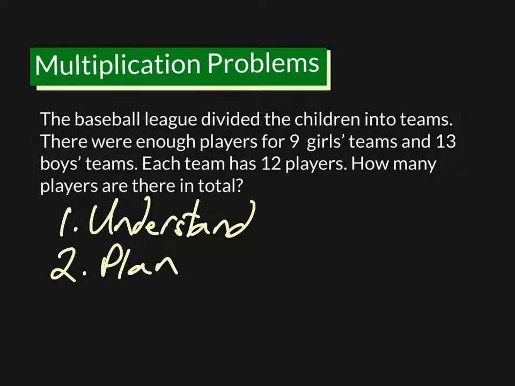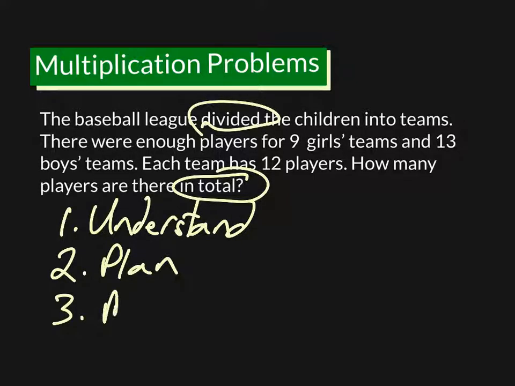So you're going to look for keywords that can help identify the operation. In this case, we have divided, actually, and total, which could suggest other operations as well, so they aren't much help. We have to think about it carefully. Now, we know there are 9 teams times 12 girls, plus there are 13 teams times 12 boys. So we're going to have to multiply to get the number of girls, and multiply to get the number of boys, and then add them together.